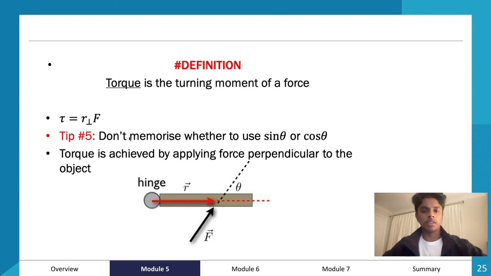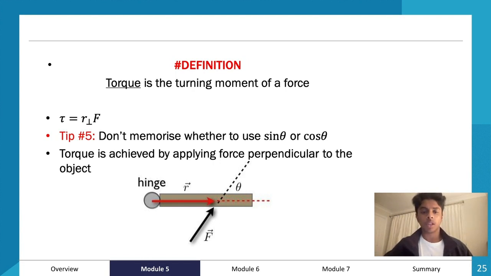The next tip is don't memorize whether to use sine theta or cos theta. A lot of times you might see in textbooks r F sine theta. That is kind of misleading because it's assuming that the angle is directed in one way. What the actual formula is, and I'm pretty sure this is what's on your formula sheet as well, what it's actually looking for is r perpendicular F. So when the force acts in the perpendicular direction, that is what they're looking for. So keep that in mind.